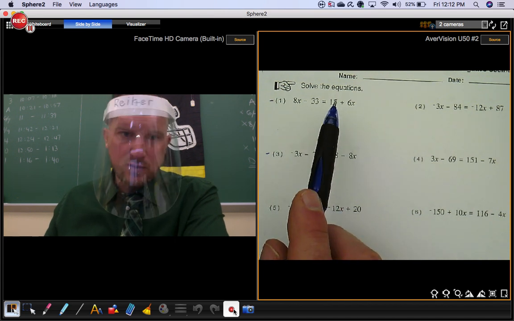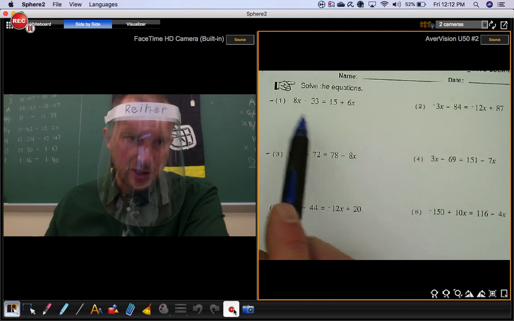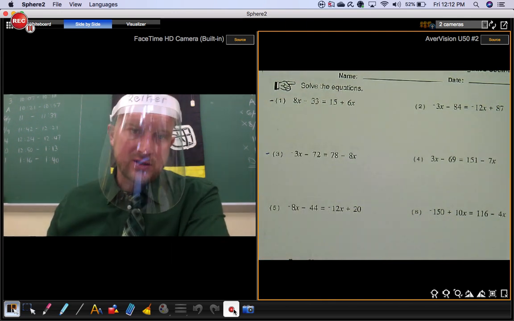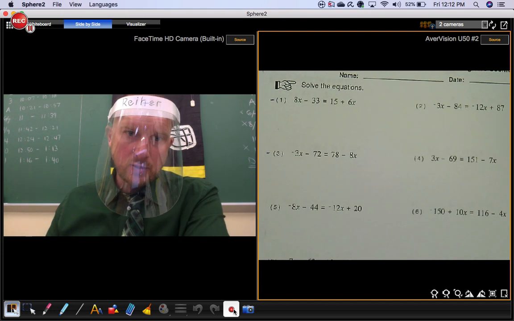We want to get those variables on one side. Typically we're going to get them on the left. Then we're going to get the terms that don't have the variables onto the right side. So we'll practice doing these.